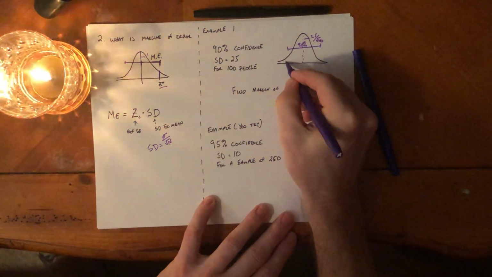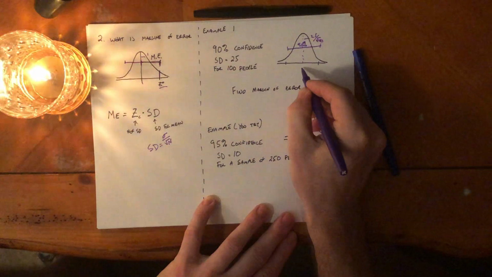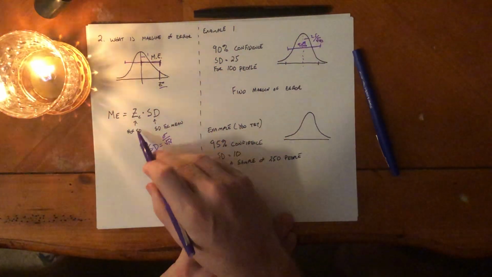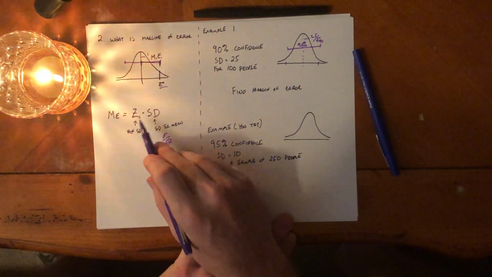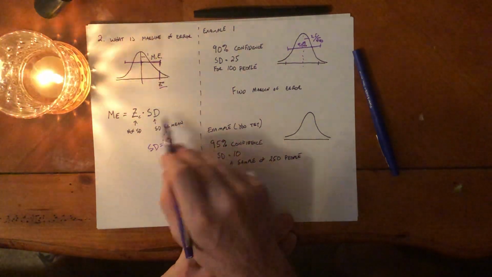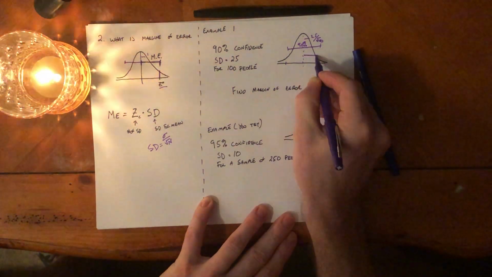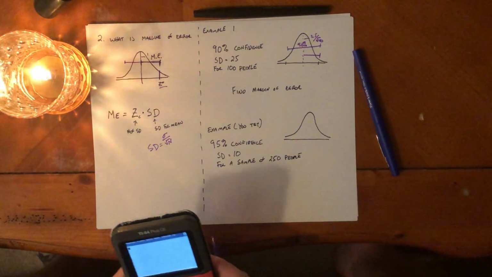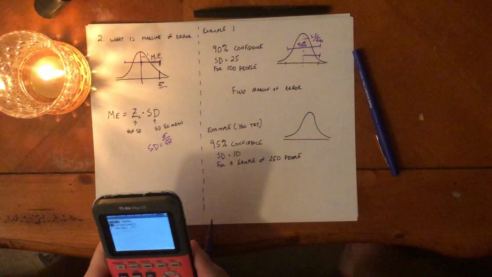Right? So I have to figure out what these z's are, figure out what this z critical is, and then I multiply it, because that's the number of standard deviations away from the mean I am. I multiply it by the standard deviation, and that'll be kind of the ruler going from the middle to that point. So first thing we need to do is find our critical z value.